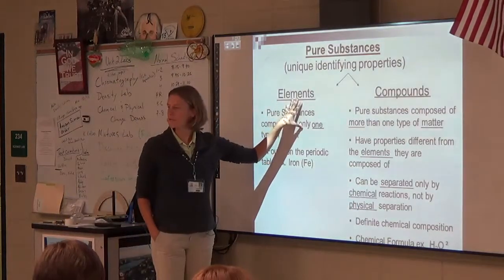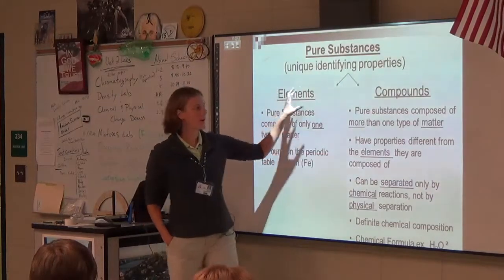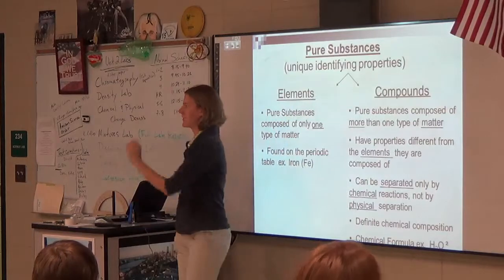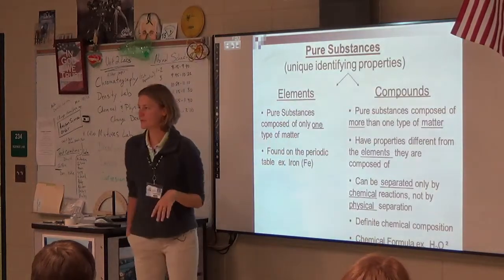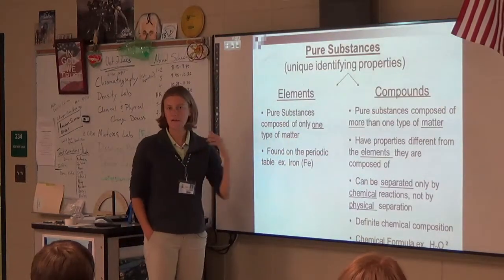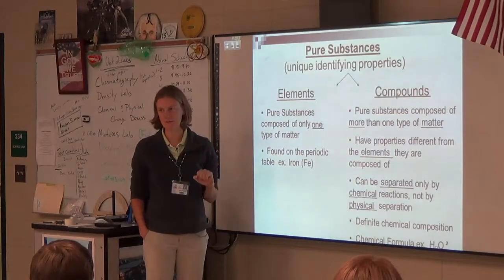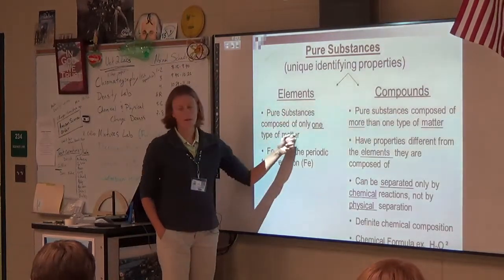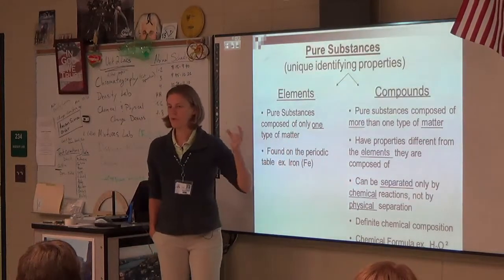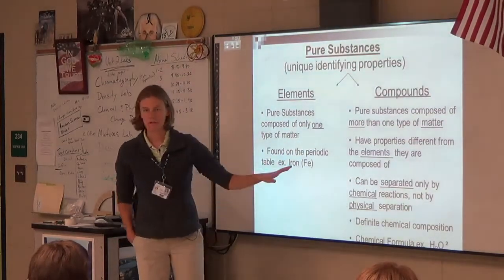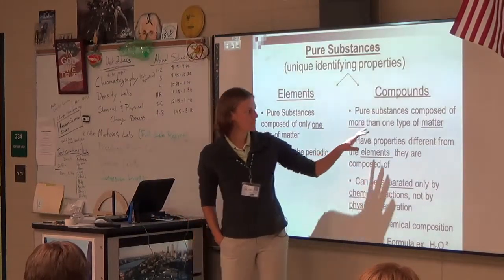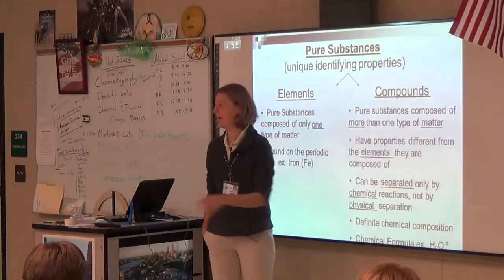The pure substances, remember, are either elements or compounds. Elements you would recognize easily because they're on the periodic table of the elements. If it's on there, it's an element, it's a pure substance. And they're only made up of one type of matter, like only one type of atom. Gold is made up of gold atoms only. The end.